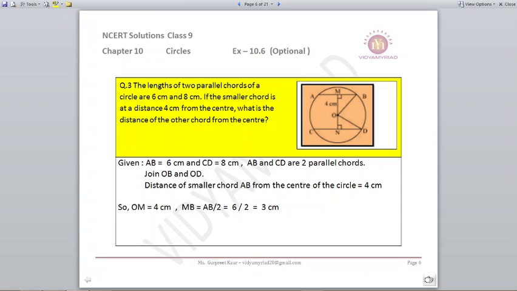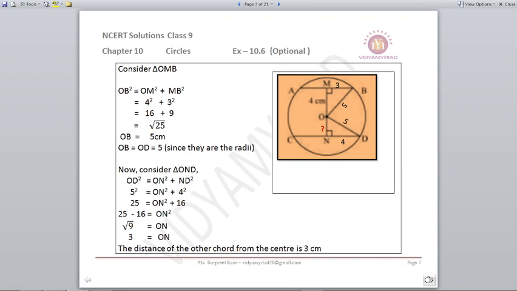Now AB is 6 cm, which means MB will be 3. CD is given to us as 8 cm, which means ND will be 4. So based on this, let us see what happens in the two triangles. In triangle OMB, OB square will be equal to OM square plus MB square, and from this OB comes out to be 5 centimeters. Now OB will be equal to OD since they are the radius of the circle.